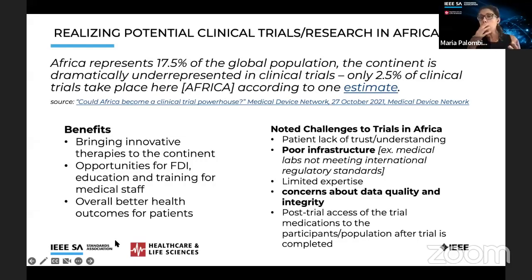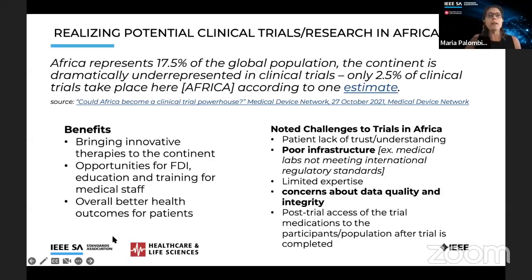One of the big concerns is data quality and integrity, although I would say this is not just, again, inherent to developing regions. We see this problem in developed economies as well. And another challenge is post-trial access of the medications to the participants and populations after the trial is completed. We hear there's really no standardized protocol, and some patients don't even know if a trial is approved, if the drug ever goes on to the next phase, if the drug ever goes to market. This is a problem we see across the board.